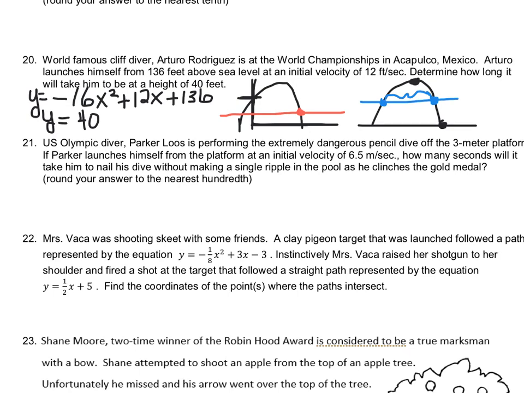This one about the cliff diver is asking for, when will he be 40 feet above the water? So that's this point right here, this intersection. Okay, so when I graphed that in my calculator and I got the intersection, it told me that it would hit the height of 40 feet at approximately 2.85 seconds. So 2.85 seconds is the answer to this question.